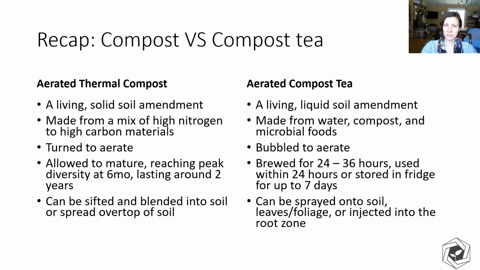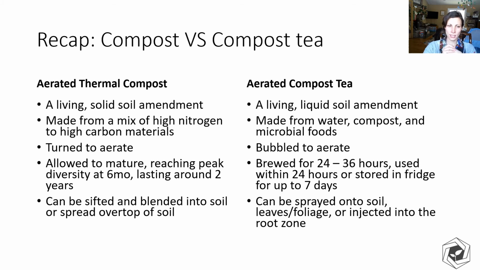So just to recap the differences between compost and compost tea, aerated thermal compost is a living, solid soil amendment made from a mix of high nitrogen to high carbon materials. It is turned to aerate. It is allowed to mature, reaching its peak diversity at around 6 months and lasting for around 2 years, depending on the conditions. It needs to be taken care of. It can be sifted and used for seed starting. It can be blended into the soil, or it can be spread over top of soil as a top dressing.